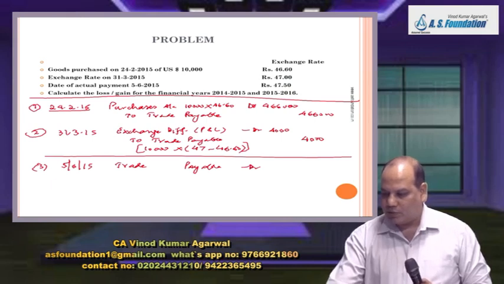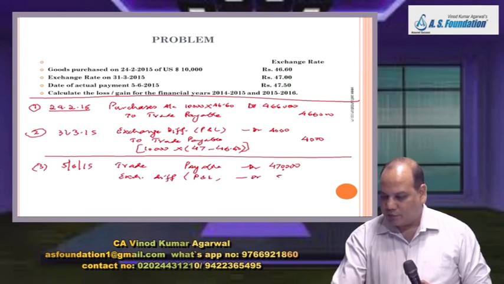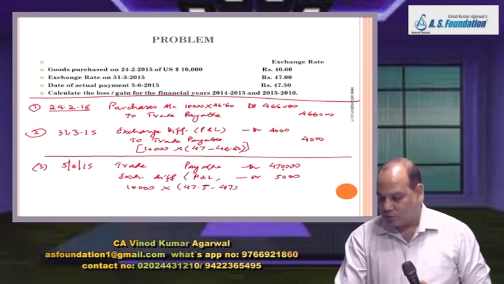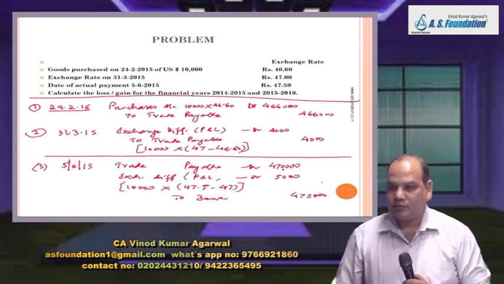What is the balance in trade payable account? 4,70,000. 466 plus 4. Exchange loss or exchange difference, P&L account debit, now 5,000. Is 5,000 right? 10,000 into 47.50 minus 47. And to bank account 4,75,000.